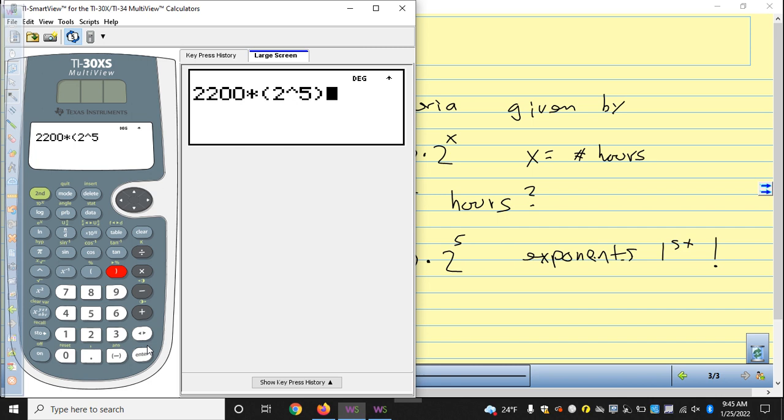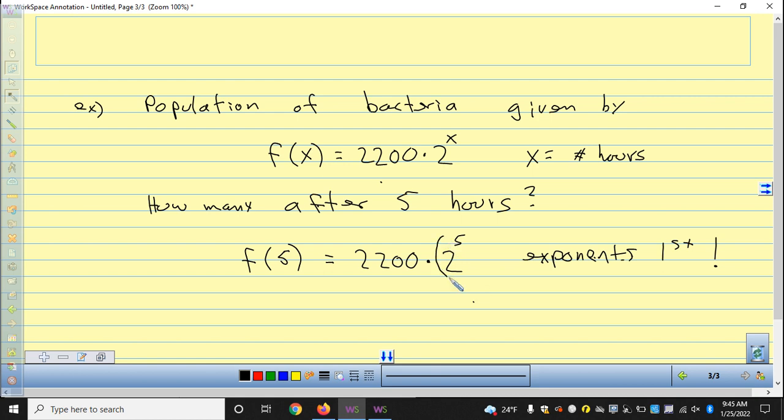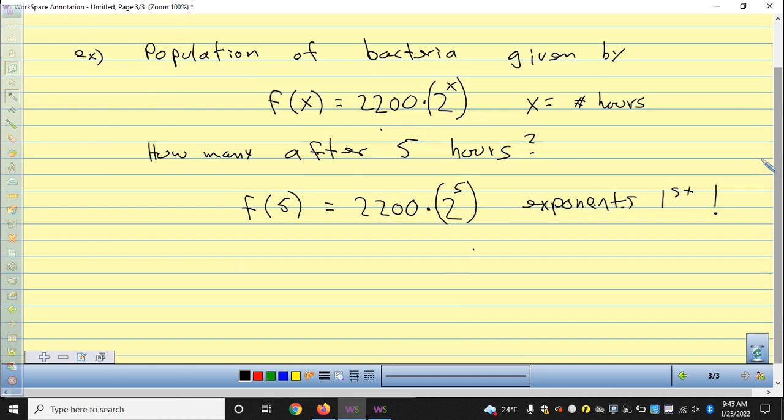This is how I would suggest you evaluate these exponential functions. Type it into the calculator exactly like it's written, but put the exponent part in parentheses. So if it helps you to think about it, put parentheses around the exponents. If it helps you think about it up here, put parentheses around the exponent part. And we get that after 5 hours, we have 70,400 bacteria. Exponential functions grow really fast.